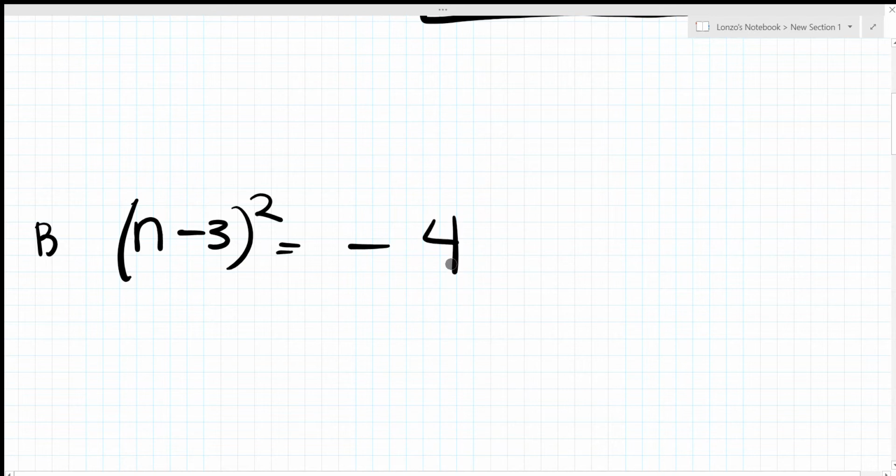Let's do B. Let's say we have (n minus 3) squared equals negative 4. My goal is to solve for n by using the square root property. So what am I going to do first? My first step is to get rid of this square, so I'm going to take the square root of both sides.